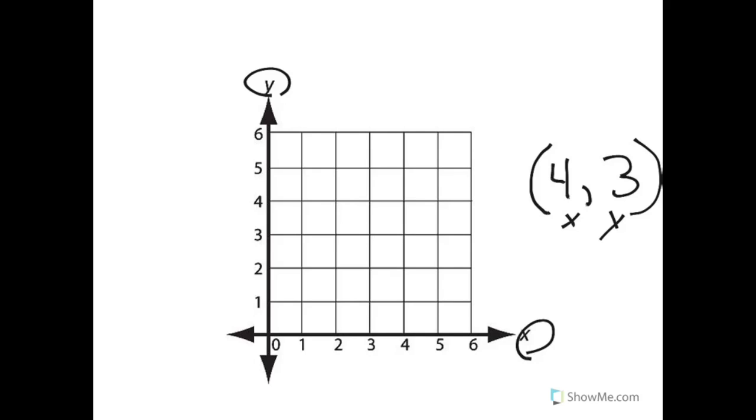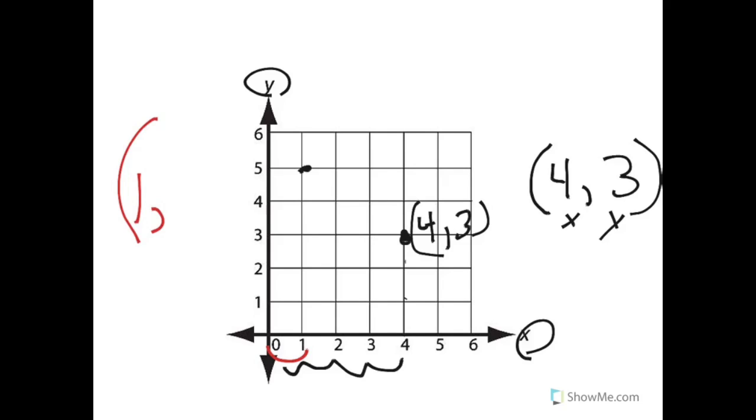So if we have ordered pair (4, 3), we're going to go over 4, 1, 2, 3, 4, and we're going to go up 3. So 1, 2, 3, and we're going to mark, and that is (4, 3). Okay, if I gave you this spot right there, and I asked you what ordered pair would that be? Well, you would see that that is over 1, so you know that x would be 1, and then up 1, 2, 3, 4, 5. Ordered pair (1, 5).